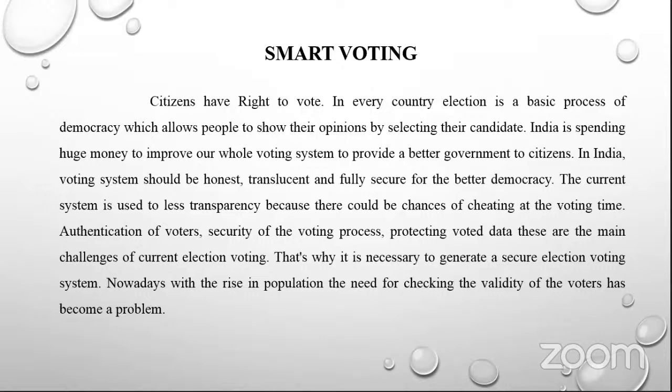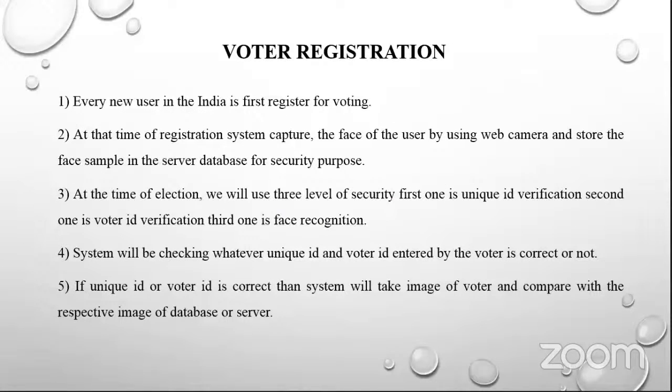their security process. The election data is stored, recorded and processed primarily as digital information. This is the voter registration process. Our first step is to register with our details. At the time of registration, the system captures the face and stores it in the database.